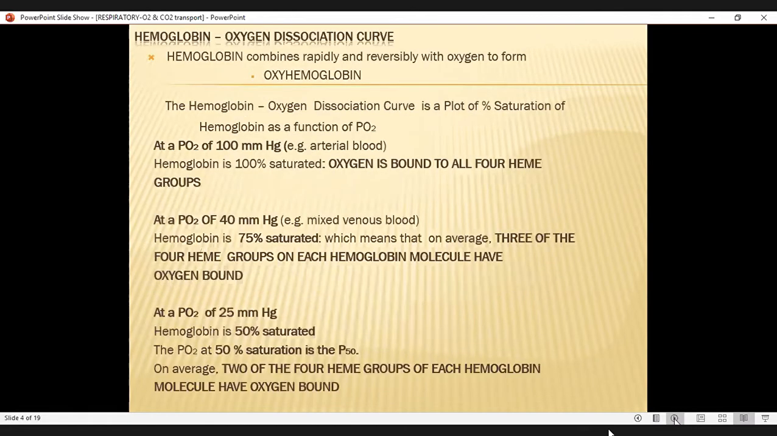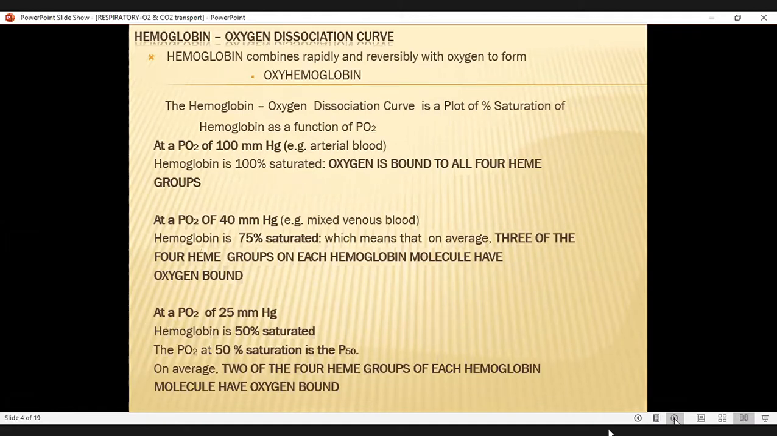Hemoglobin combines rapidly and reversibly with oxygen to form oxyhemoglobin. So you have your oxygen dissociation curve, which is a plot of oxygen saturation of hemoglobin as a function of your PO2, partial pressure of oxygen.